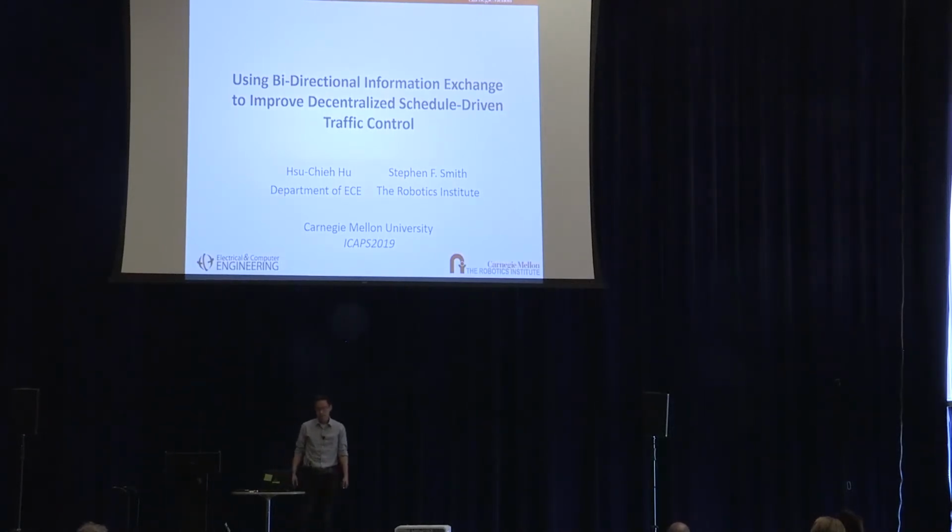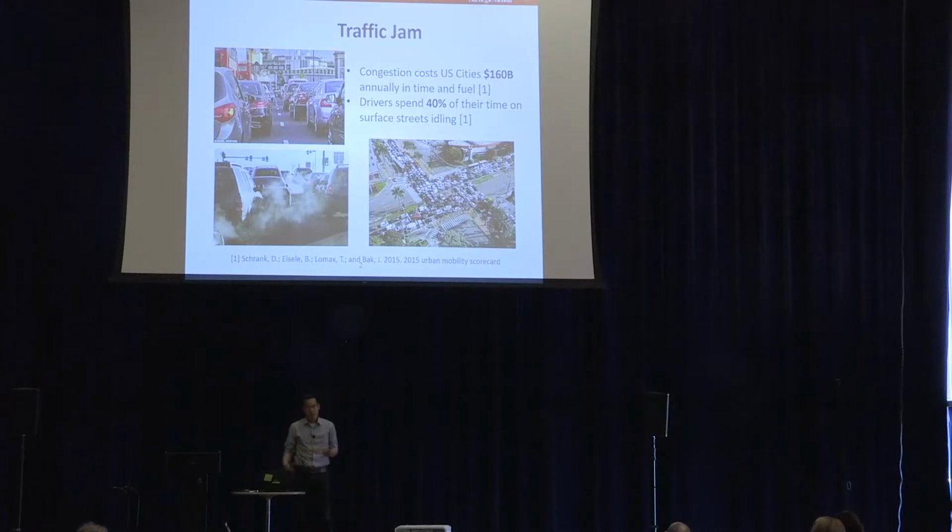The title of our work is Using Bi-Directional Information Exchange to Improve Decentralized Schedule-Driven Traffic Control. As we know, traffic congestion is a very serious problem now, and it is very universal. Congestion costs United States cities over $160 billion in time and fuel. And if you drive your car every day, you probably spend more than 40% of your time on the street idling.